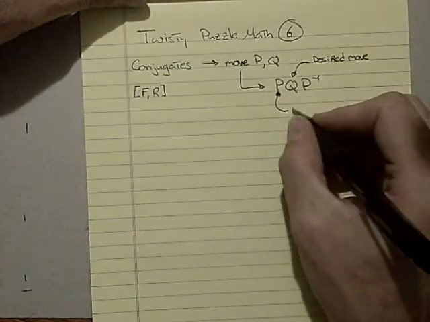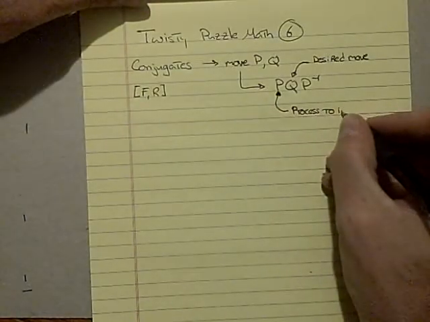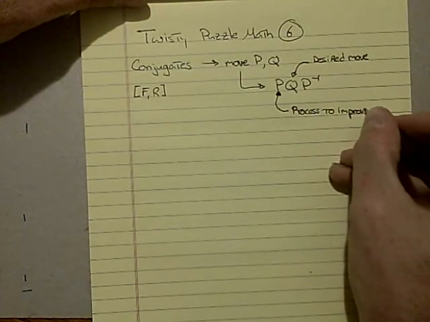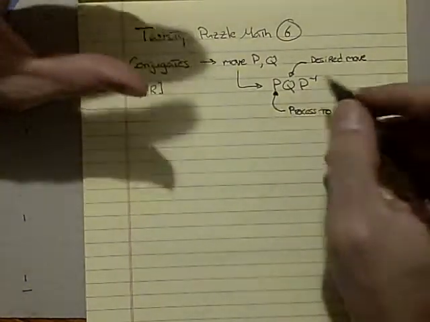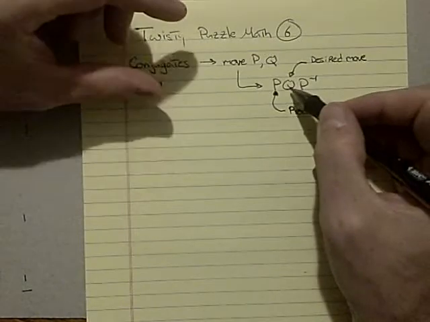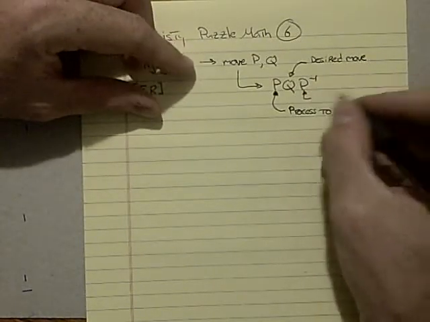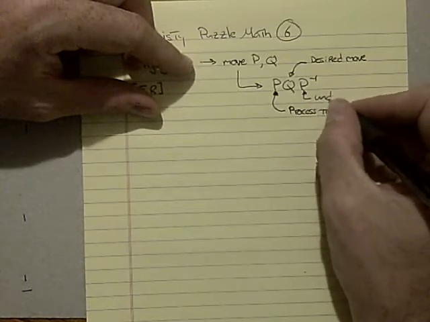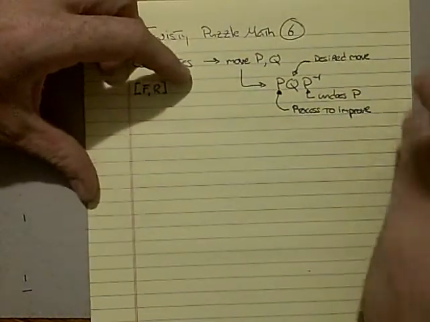And P is a process to improve, if you will. And I'll demonstrate what I mean in a minute. So we might do something to the cube so that Q is more beneficial to us. And then P inverse undoes P. So what does that mean? That's kind of confusing, perhaps.